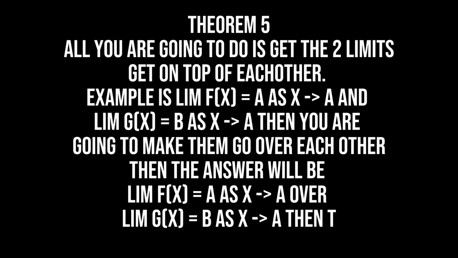Theorem 5. Theorem 5 is pretty easy too because all you are going to do is put the two limits on top of each other. Example: the limit of f of x is equal to a as x approaches a, and the limit of g of x is equal to b as x approaches a. Then you make them go over each other, so the answer will be the limit of f of x over the limit of g of x as x approaches a. Then the answer is a over b.